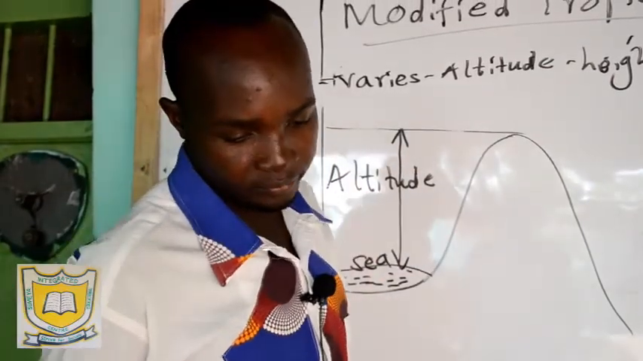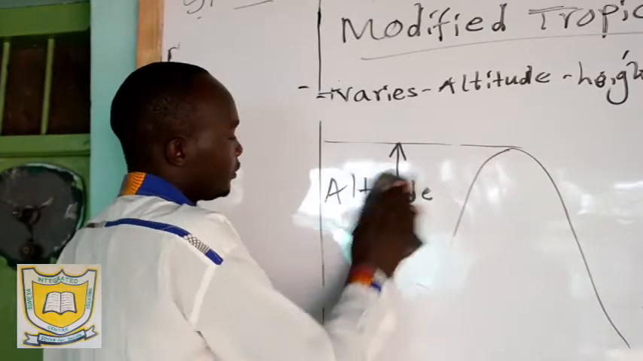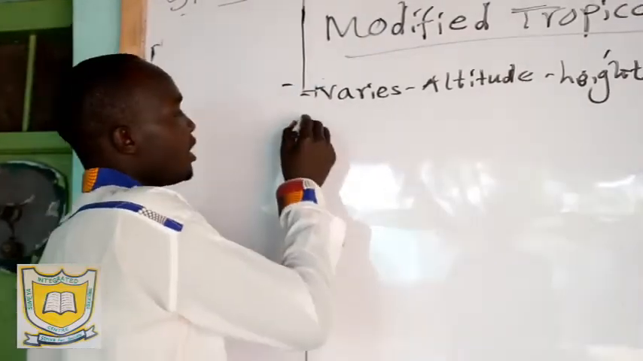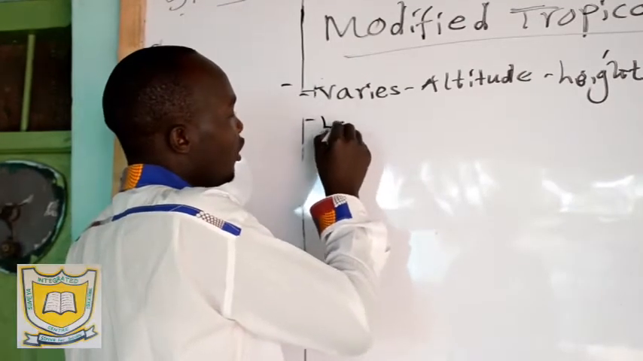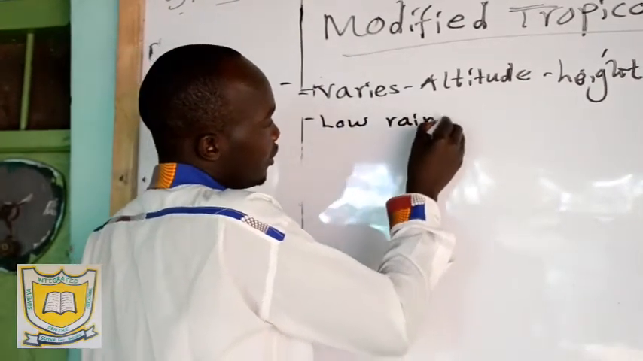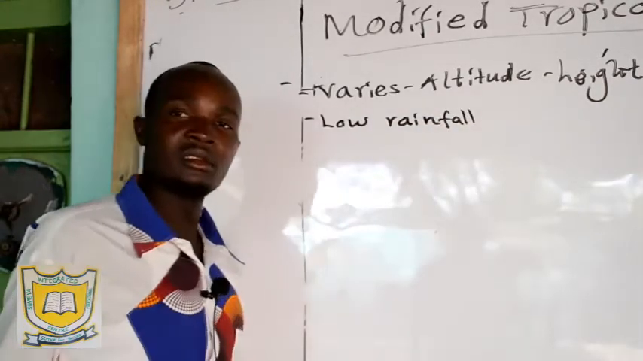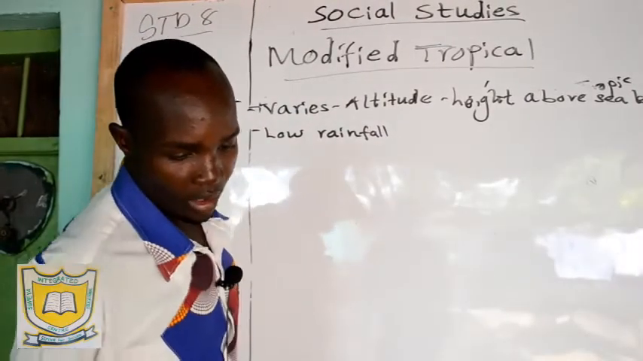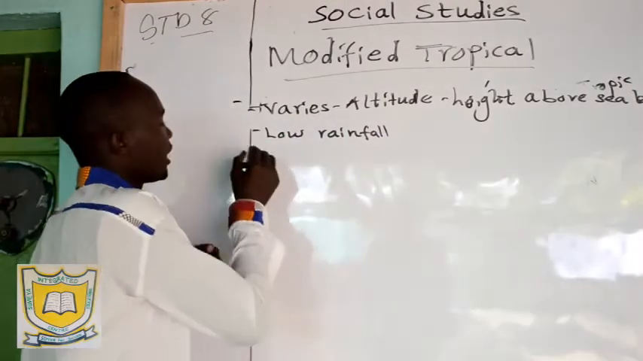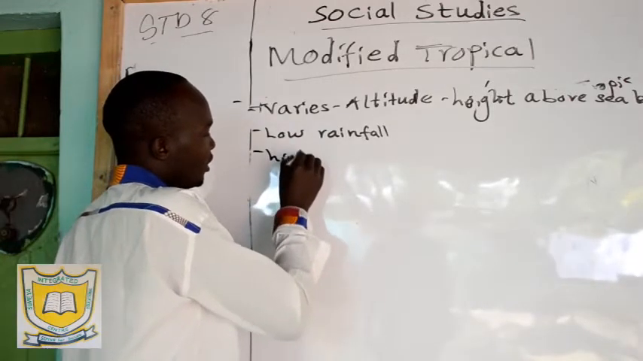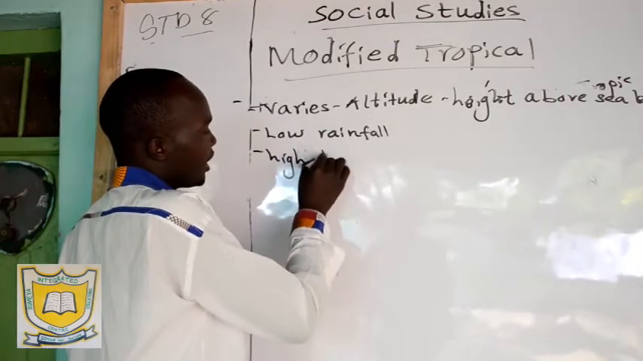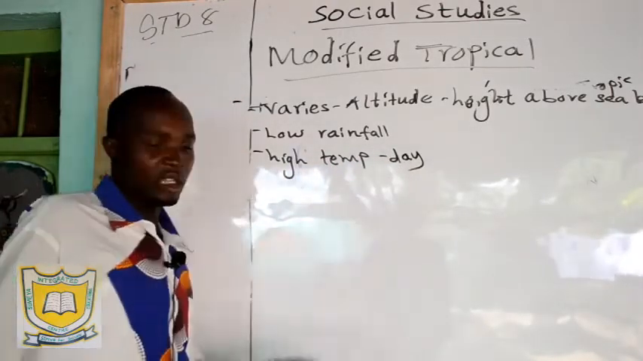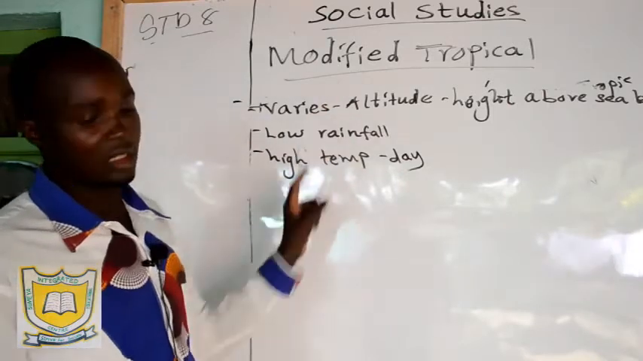And then another one, these areas of modified tropical receive low rainfall. So there is low rainfall per year. And also there are high temperatures during the day. So during the day we have very high temperatures in this area.